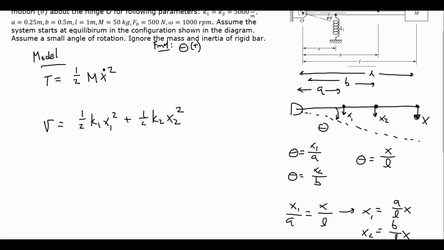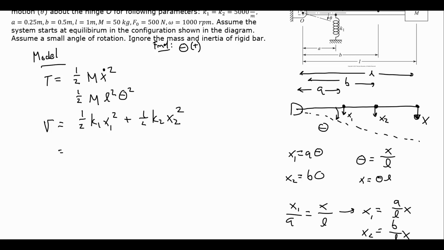So now the T, we will need to convert. We're going to need to have everything in terms of theta. So it's going to be 1/2 m. And now x is going to be, well, we need to rearrange it here. x is theta times L. So we're going to have an L squared theta squared. And for our V, each of these also needs to be converted. So I can express it in the other direction, just like I did for x. I can say x1 is a theta and x2 is b theta.